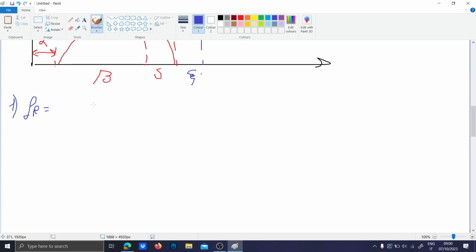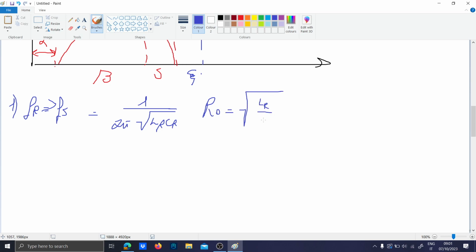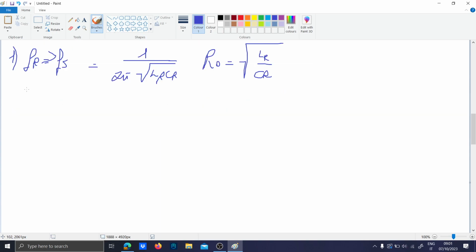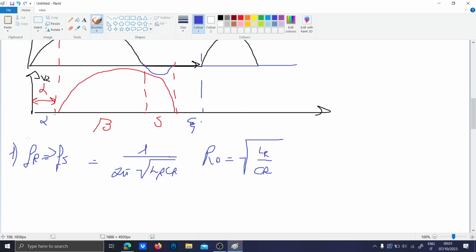The resonance frequency must be greater than the switching frequency of the circuit, otherwise nothing will happen. And the formula of this is, as you know, 1 over 2 pi square root of your resonant components. And the characteristic impedance is the square root of the ratio between the two. So, from here, nothing new under the sun. And now, we will have to find the first interval alpha.